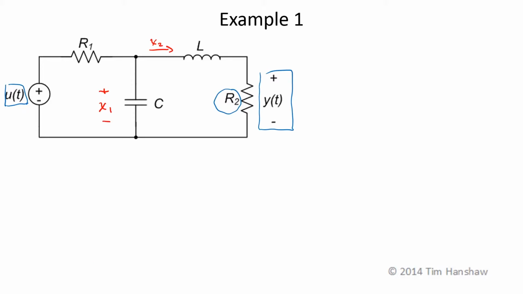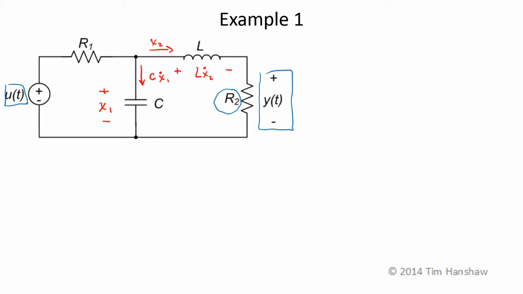Another thing that will probably help me later on is to define the current through the capacitor and the voltage across the inductor. If the voltage across the capacitor is x1, the current through the capacitor is C times the derivative of x1 with respect to time, so C x1 dot, where the over dot indicates differentiation with respect to time. The voltage across the inductor is L times the derivative of its current, so this voltage is L times x2 dot.